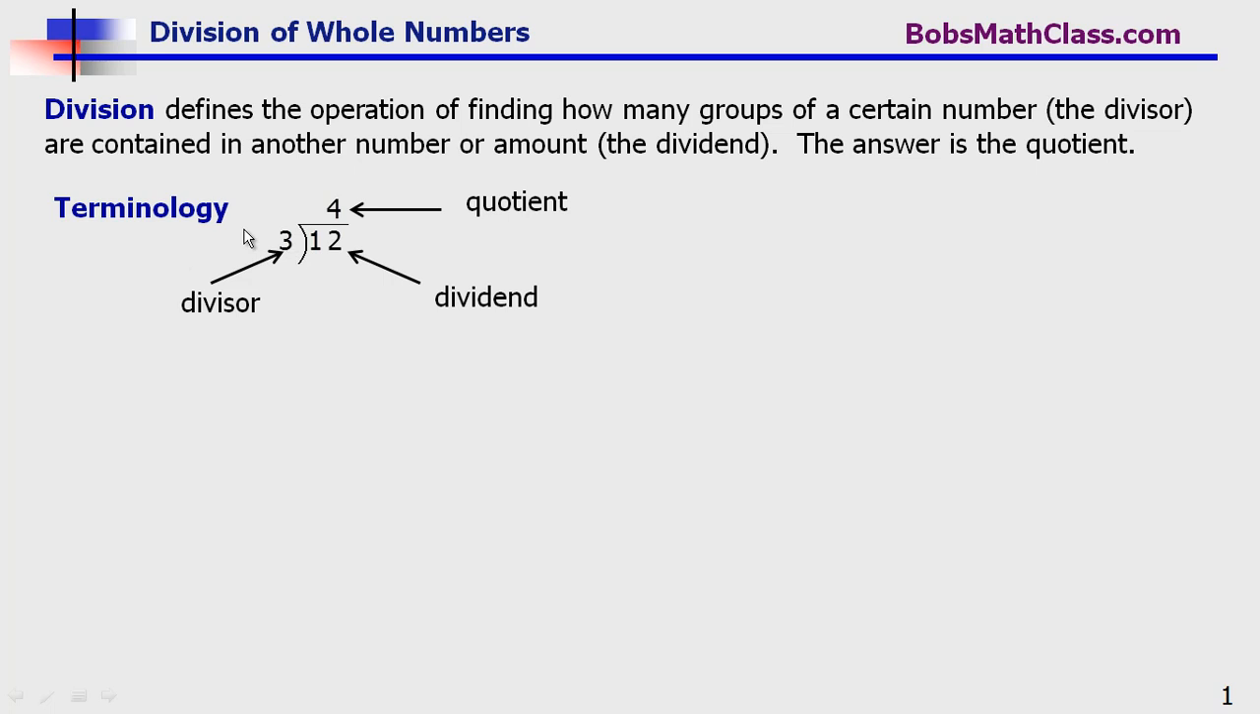You always need to know terminology because if you don't know, then when your instructor is talking about directions or he's talking about terms, if you don't know the terms, you're going to get lost. So the number in front of the division box here is the divisor, which is 3. The number inside the division box is the dividend. That 12 is the dividend. And our answer written above is called the quotient.